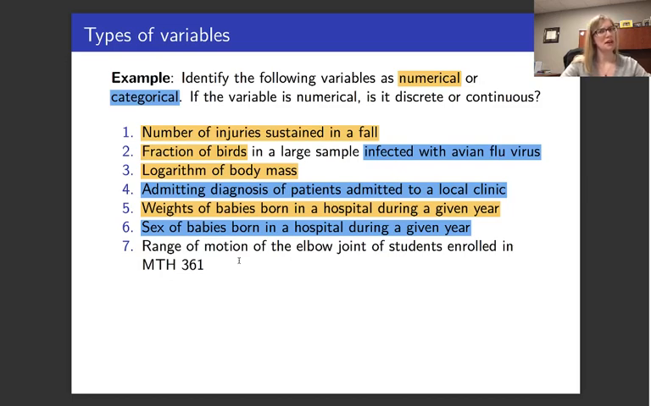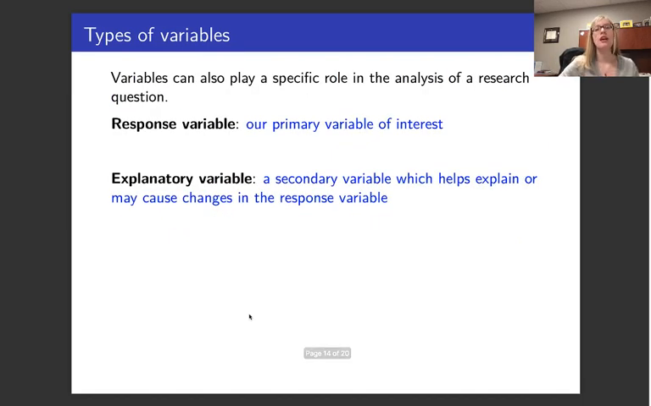Take a moment to think about this one. So here's your elbow. Here's the range of motion moving. We might describe this in terms of degrees, which is a numerical measurement. So how we're measuring variables can help us determine as well whether they're numerical or categorical.